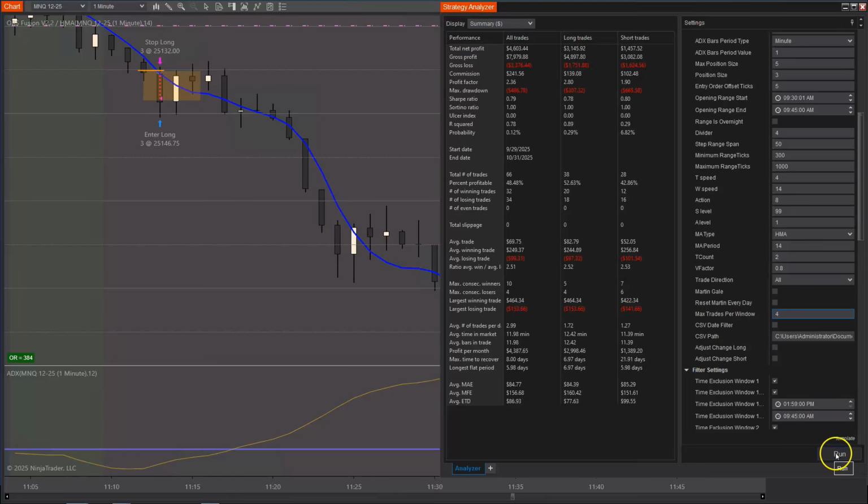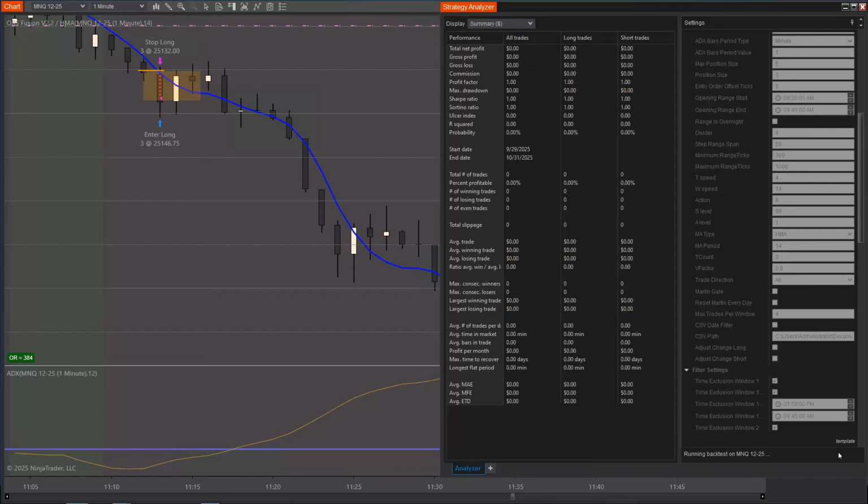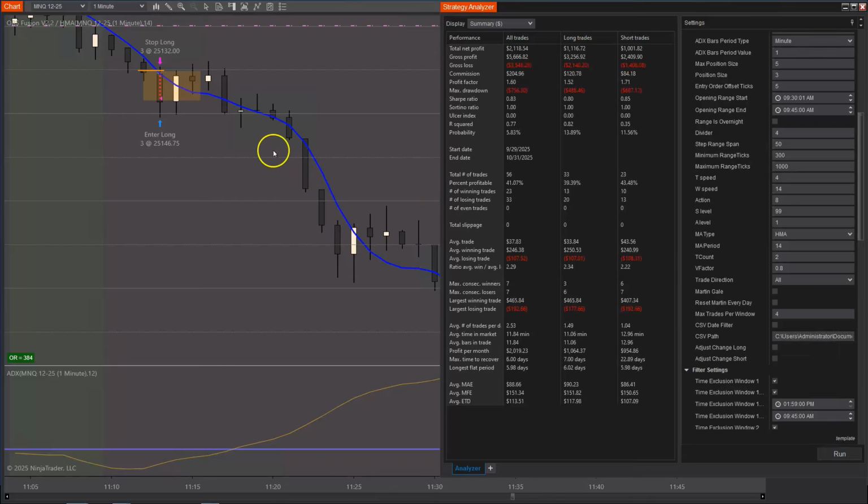So let's see if that allows an extra trade in here. Oh, we're not correlating with the, never mind. Never mind, we can do that later. This is the strategy analyzer, and then I have this chart running with just the strategy on the chart, but we're getting the same results either way. But you can see if we allow more trades per window, it actually reduces our profit. So it's best just to have 1 trade per window.